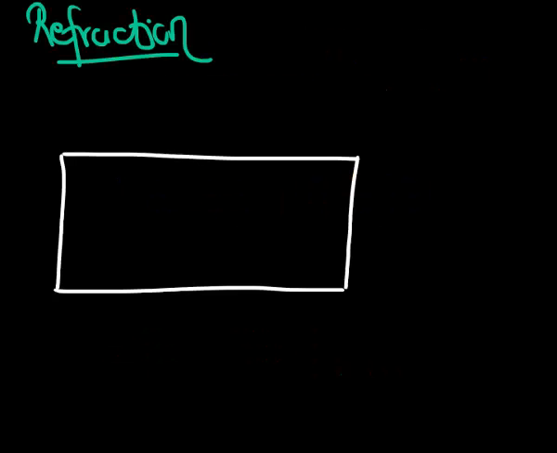Now let us just quickly recap again what happens during refraction. Remember, refraction was the bending of light. So when light hits, in this case, a glass block at an angle, it will bend.